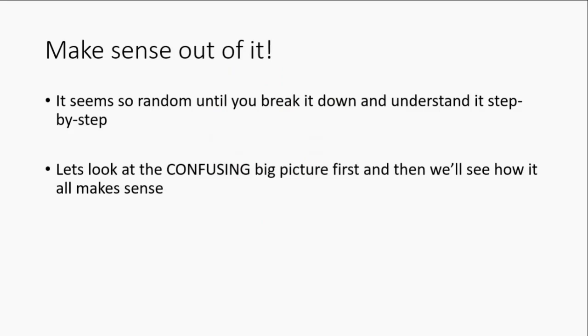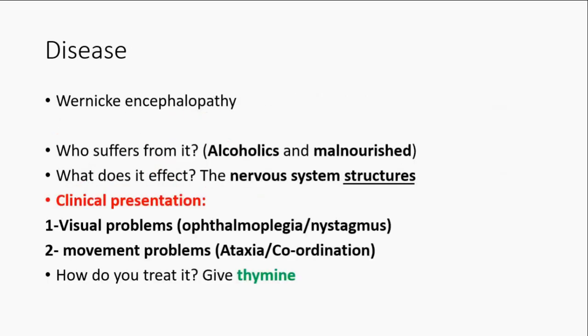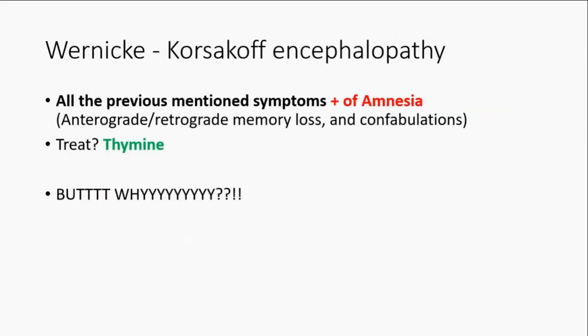So as I said, things can be random, but we're going to go through it step by step, and hopefully the confusing big picture that we study in the textbooks will all make sense. So the first thing that we need to do is understand that Wernicke-Korsakoff syndrome is actually split into two different conditions, or this is what a lot of the doctors agree on. So the first condition is Wernicke's encephalopathy, and the second condition is Korsakoff encephalopathy.